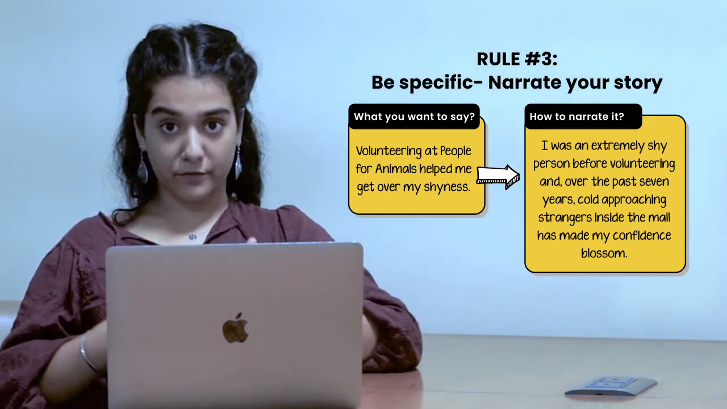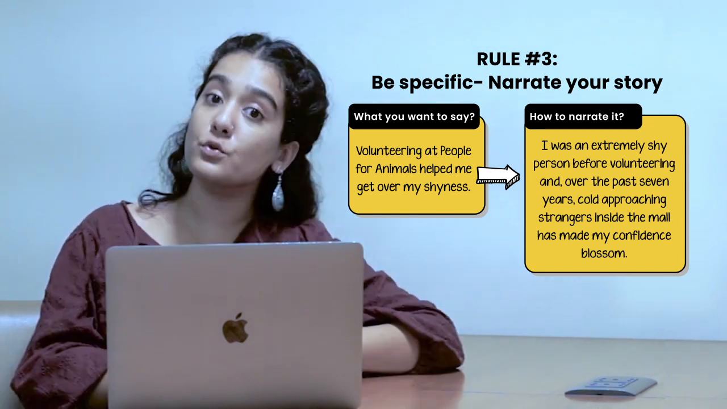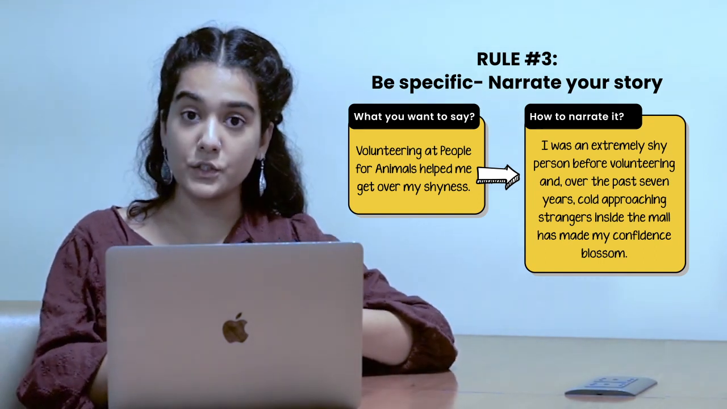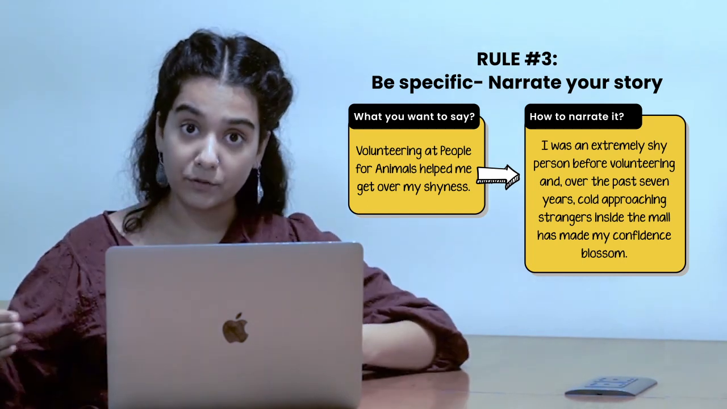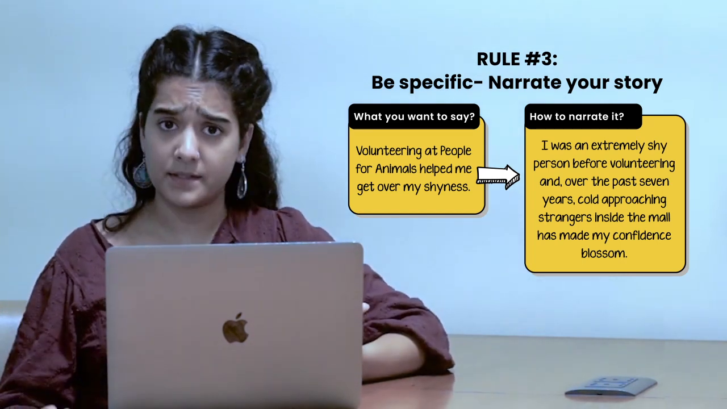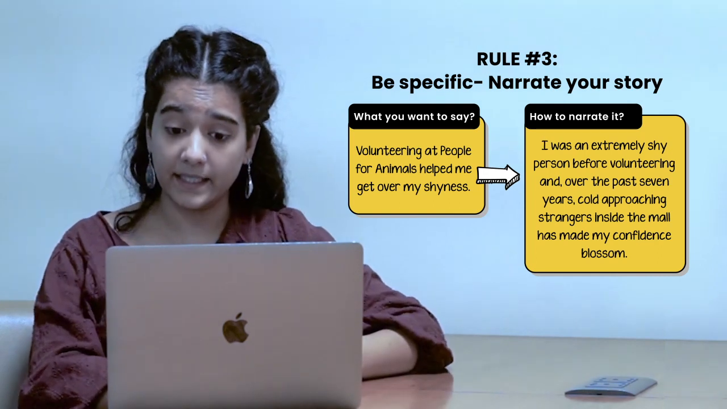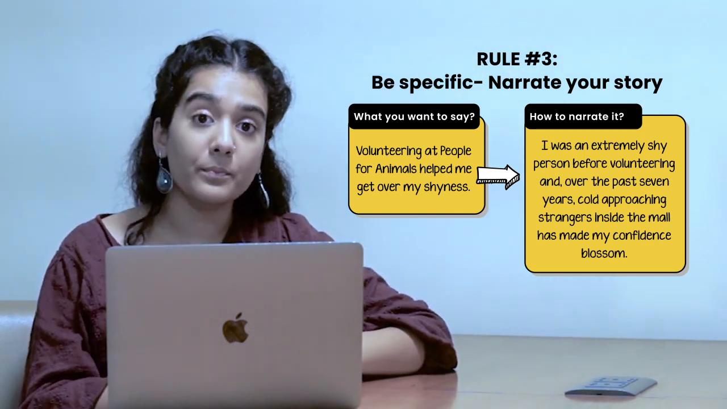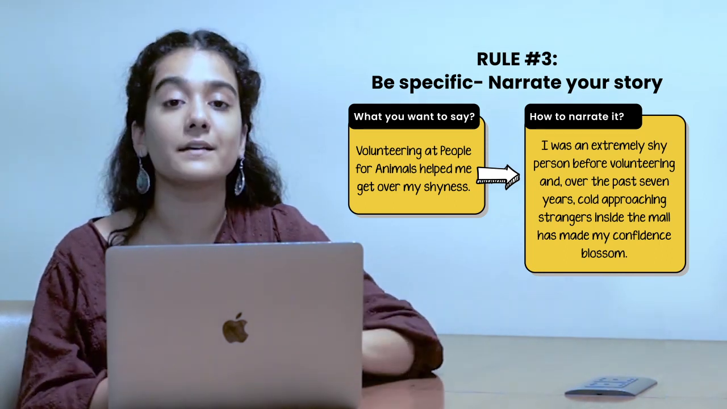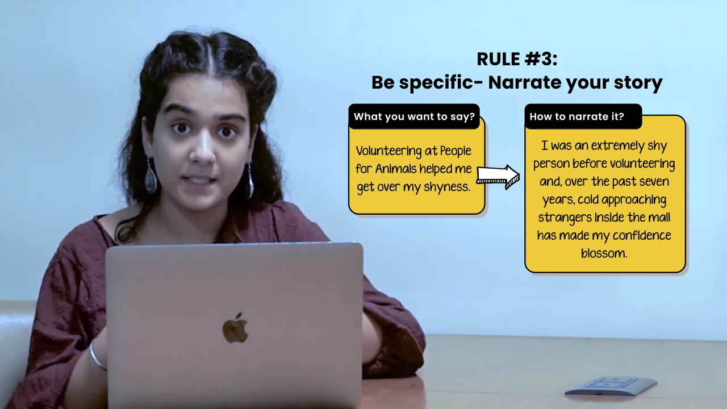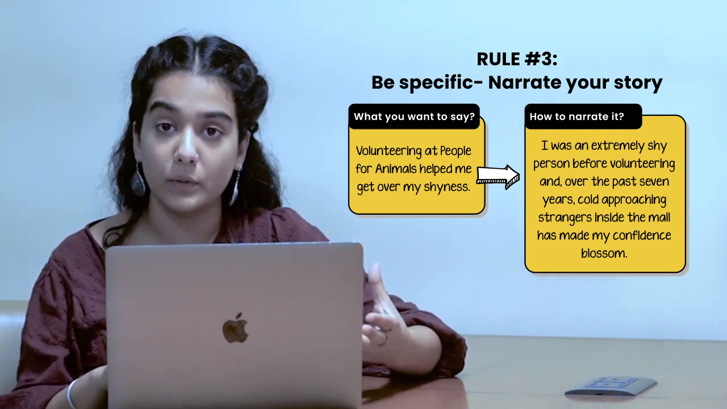What does this do? It shows a before, it shows who you were before you started volunteering. Then it shows that over the past 7 years, okay, volunteering, it shows the depth of time. It wasn't just one or two instances, it was some consistent activity. And how did it help you become less shy? By cold approaching strangers in the mall, right? So it's specific. There are details to embellish these so-called overarching claims that you are going to be making.